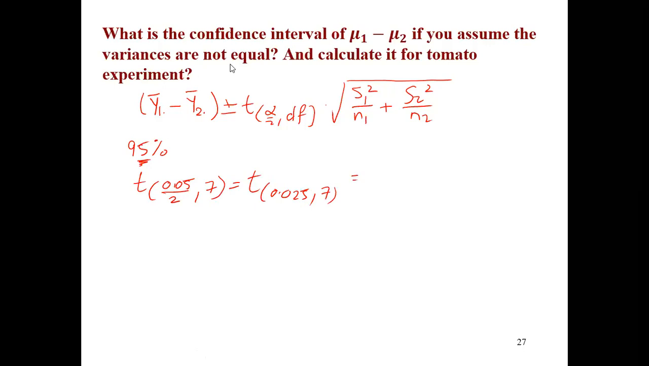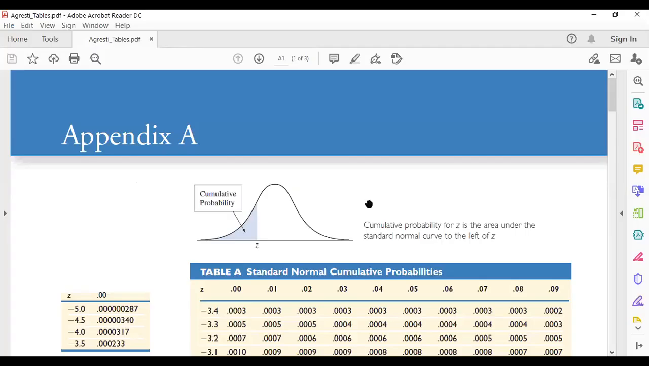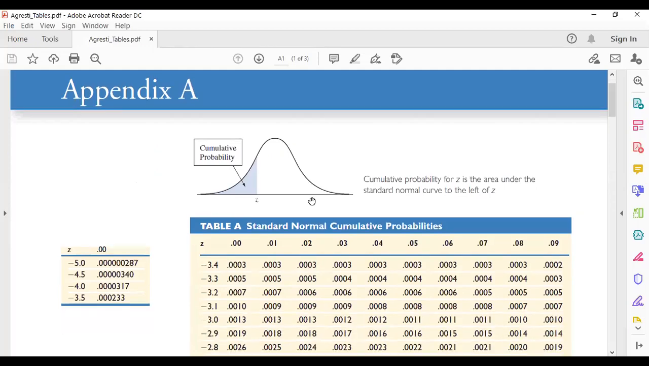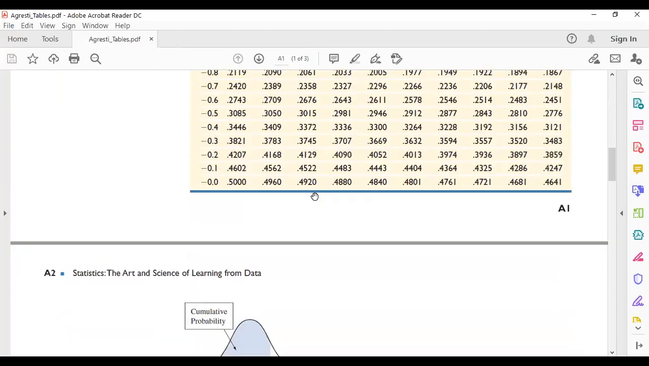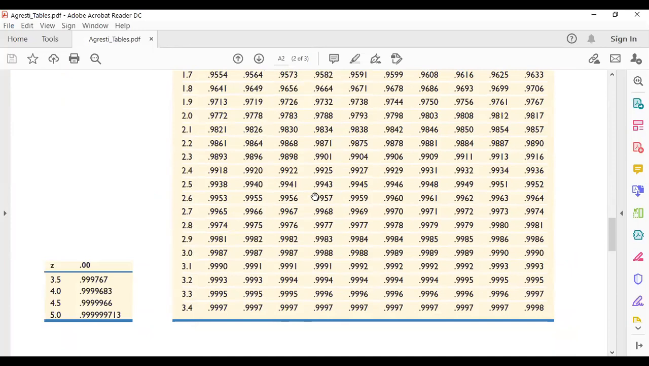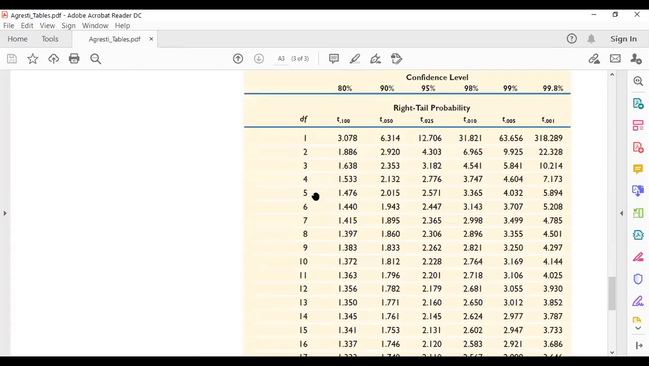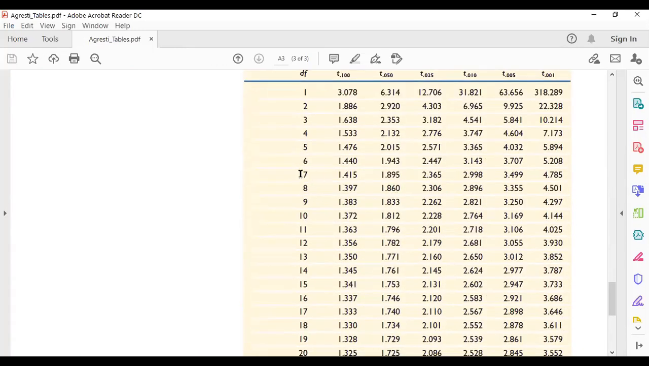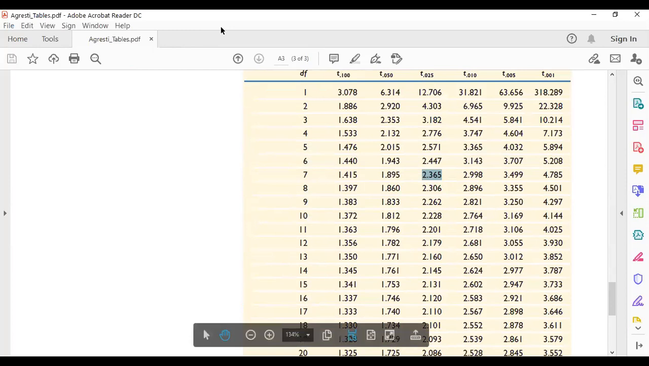Let's find this value from the t distribution table. I uploaded this table on Canvas. So scroll down because the first two are the Z distribution table. So you scroll down, find degree of freedom 7 and alpha over 2 0.025, this one. The intersection is the t value that I use in the confidence interval. 2.365. So let's go to our slides.